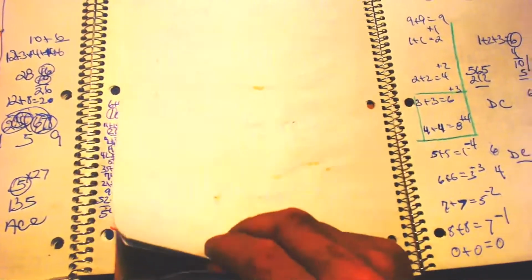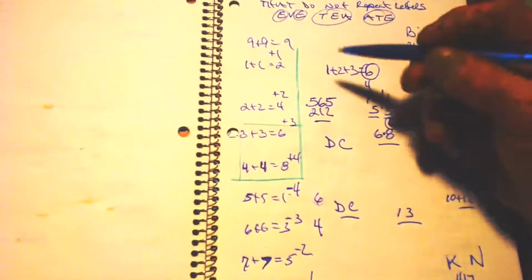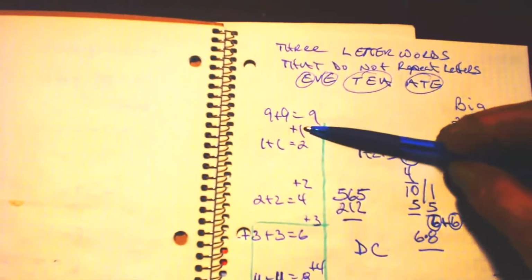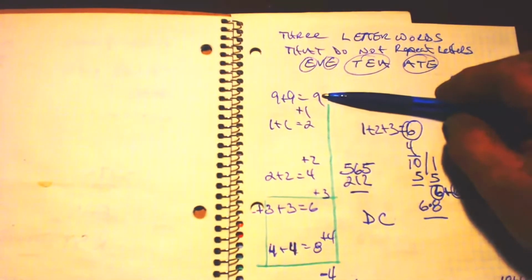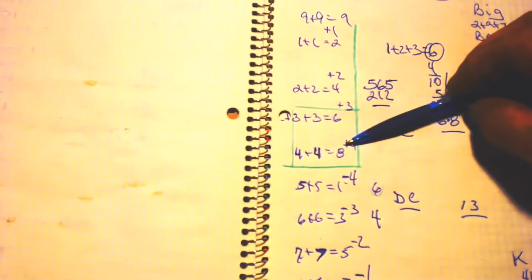Let's see if I can go back far enough. Oh, yes, I could. Here is where 9 plus 9 equals 18. 1 plus 8 equals 9. 1 and 1 equals 2. 2 and 2 equals 4. 3 and 3 equals 6. 4 and 4 equals 8. 5 and 5 equals 10. 1 plus 0 equals 1. 6 plus 6 equals 12. 1 plus 2 equals 3.